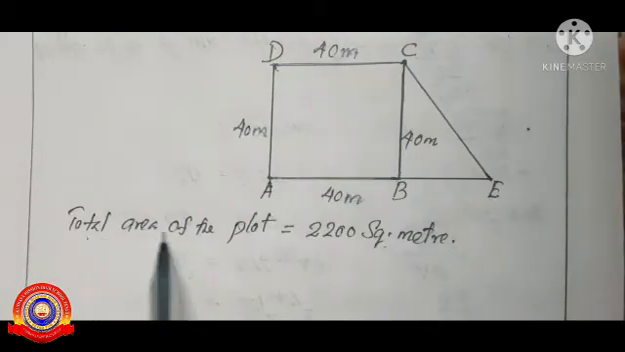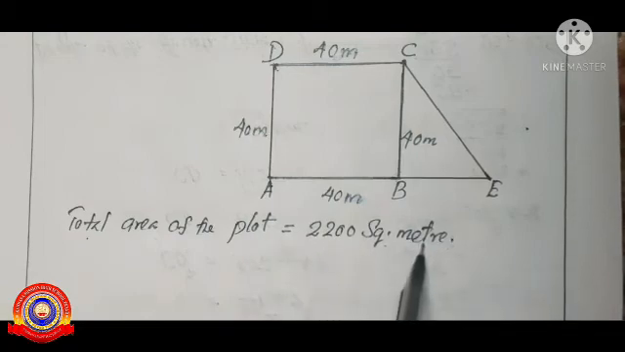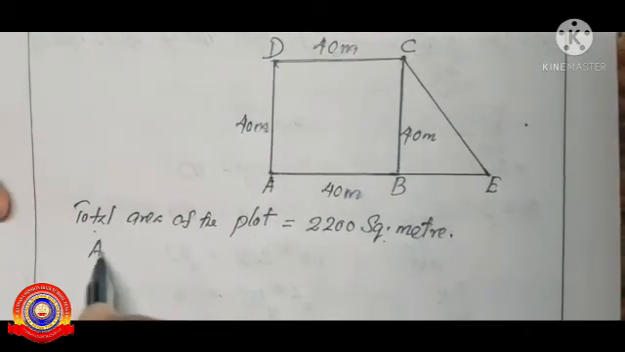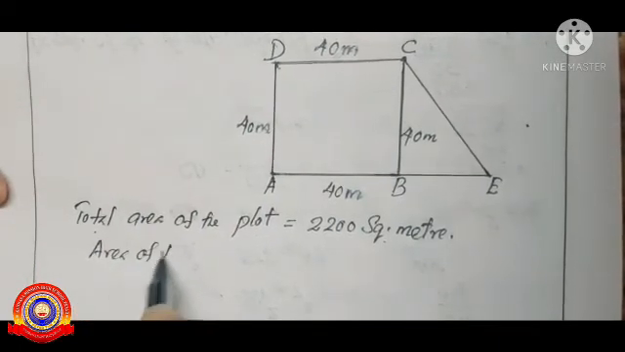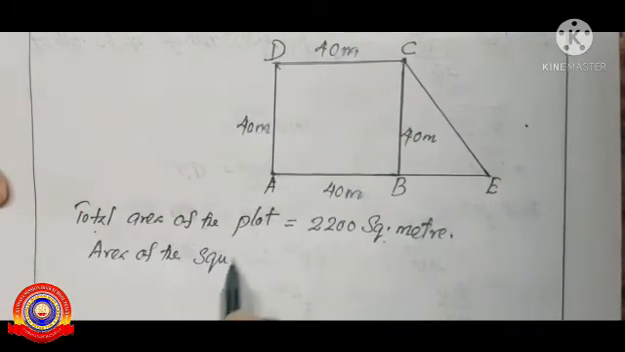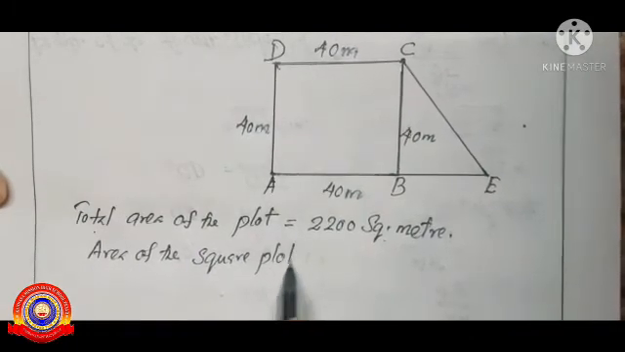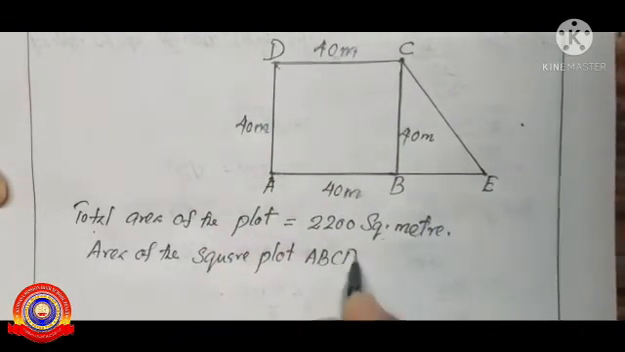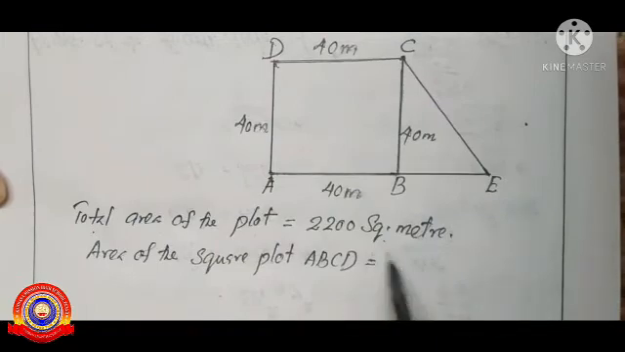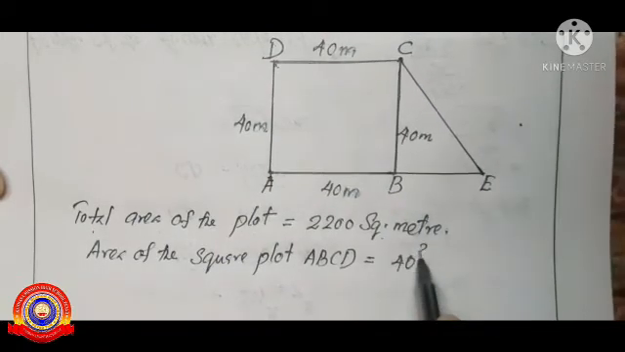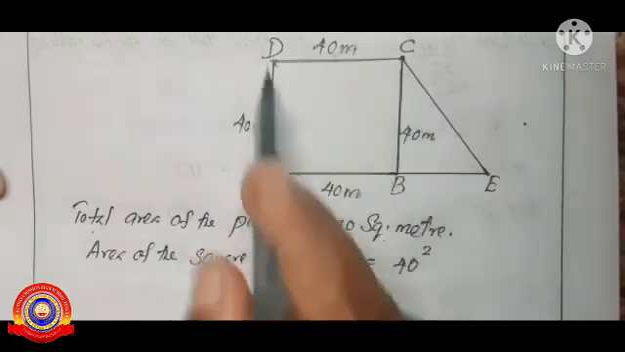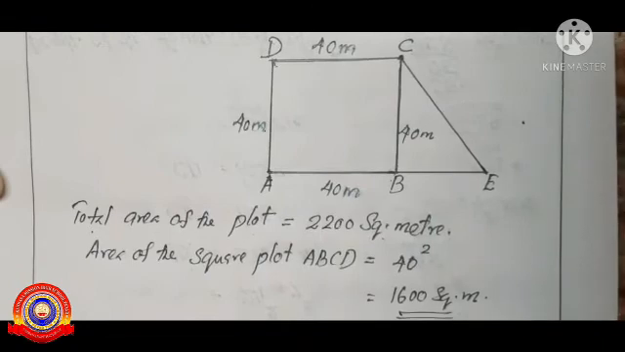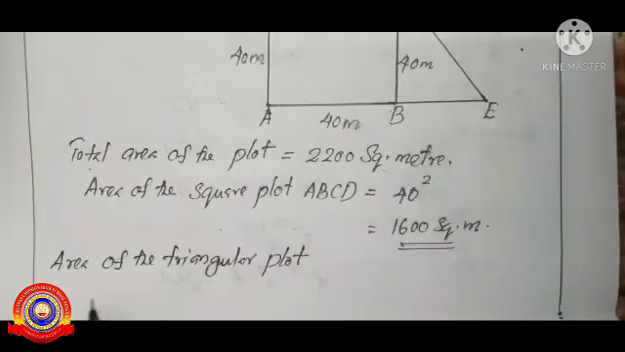Here, the given plot is divided into two, square plot and the triangular plot. Then, the area of the square plot ABCD is equal to 40 square because all sides of the square are equal, 40 meter each. So, area of the square plot ABCD is equal to 40 square, which is equal to 1600 square meter.